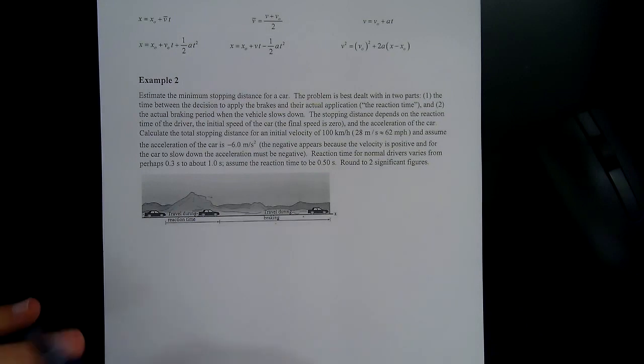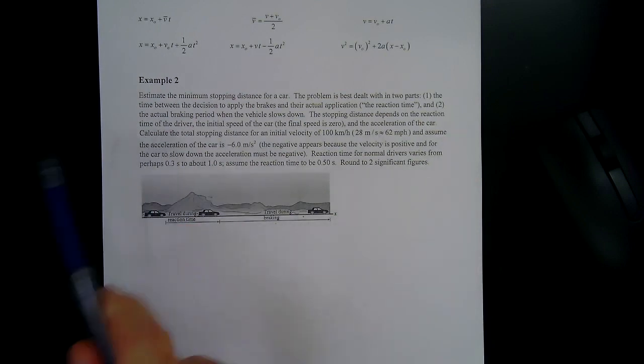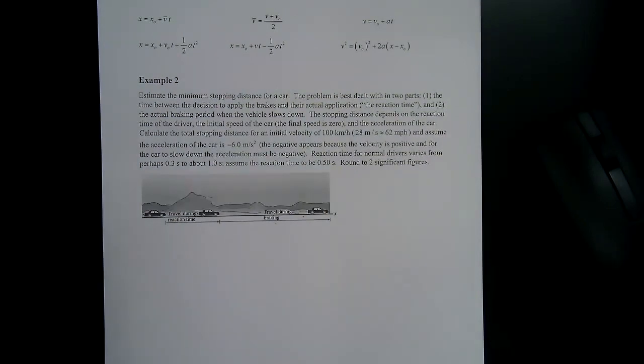So for this time, we're gonna estimate the minimum stopping distance for a car. I'm just gonna read this to you at first. The problem is best dealt with in two parts. One, the time between the decision to apply the brakes and their actual application. That's the reaction time. And so the car is gonna travel a certain distance before we can even press on the brakes. That's the travel during the reaction time. And then the actual braking period when the vehicle slows down.